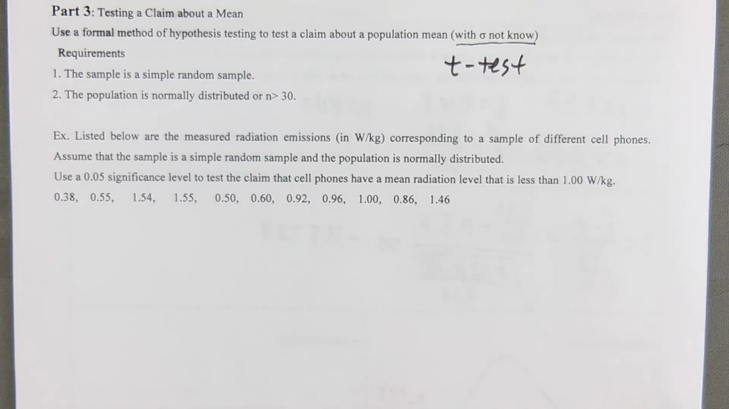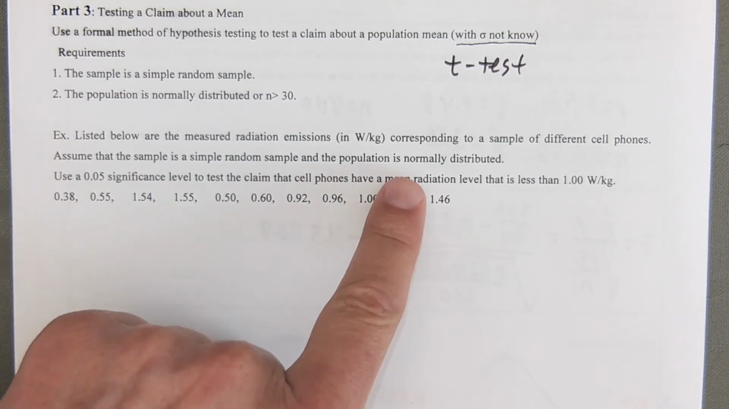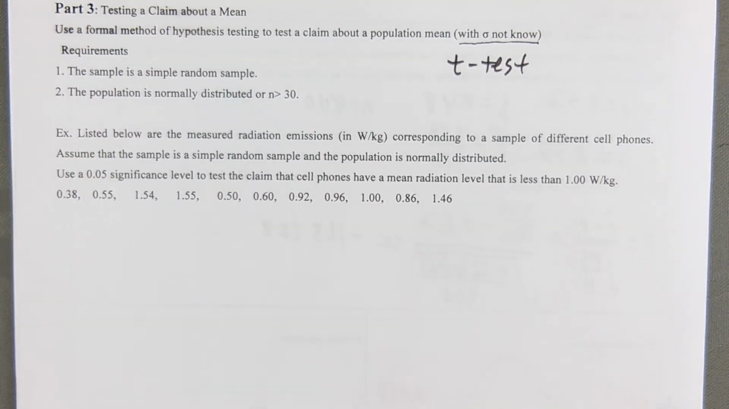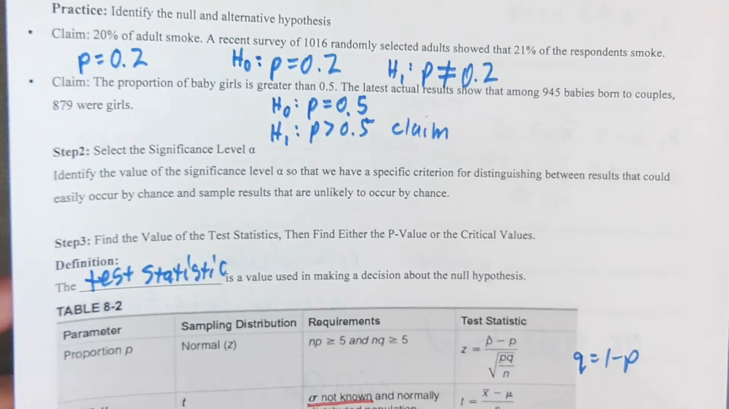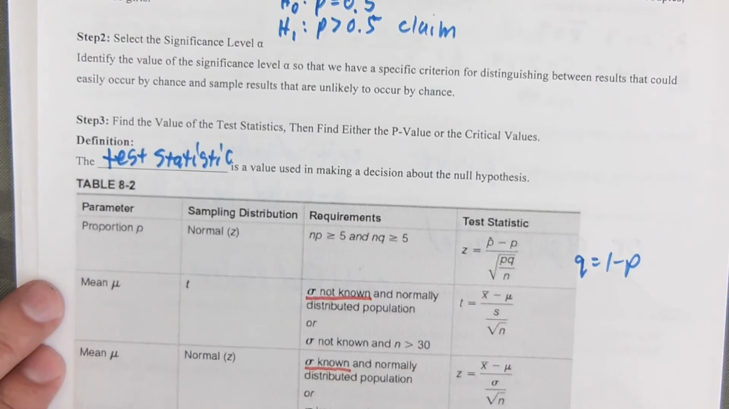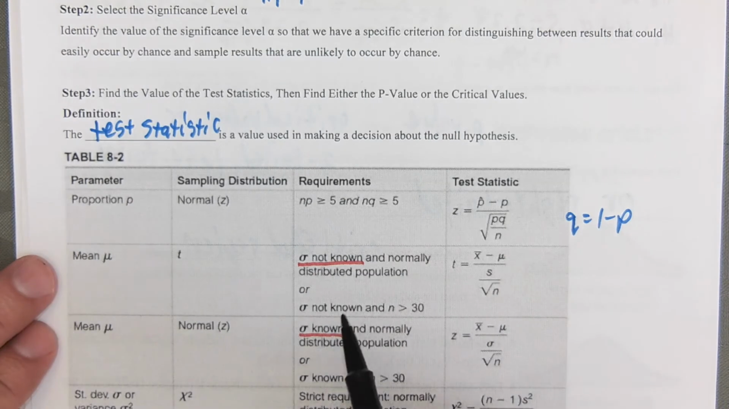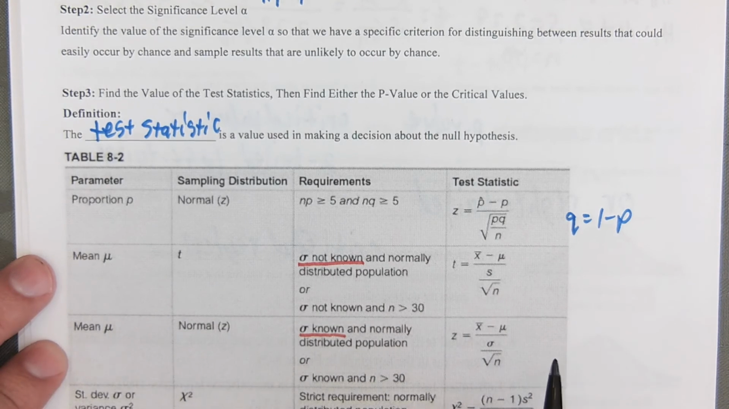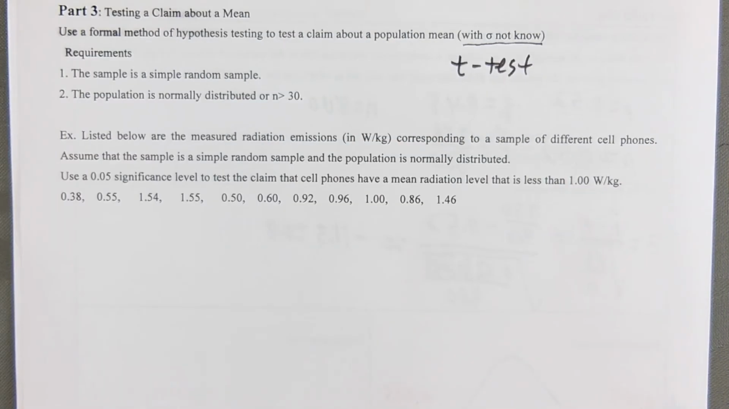Listed below are measured radiation emissions corresponding to a sample of different cell phones. Assume that the sample is a simple random sample, so it meets our first requirement. And the population is normally distributed, so we've met our two requirements. Now, if you look back on our sheet, we had two of them for mean. One was if we did not know the population standard deviation, which we don't in this case. And if we did, we would use the z-test. And so here's our test statistic. We could calculate the test statistic that way, but that's fine.